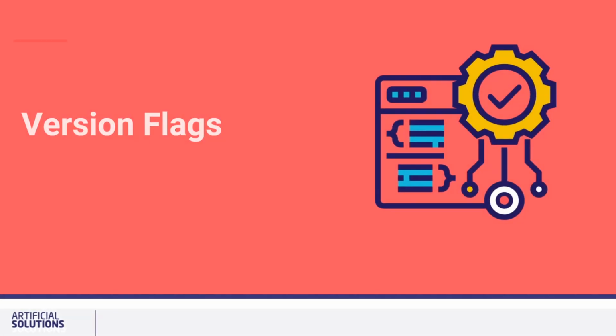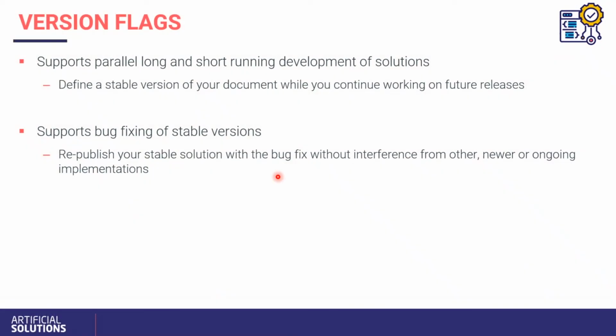Okay, so version flags, a new and very interesting feature that has also been added to support the development process of your projects. With the version flags now, you will be able to have your documents, and when I say documents, I mean flows, language objects, variables, all of that, in two different versions. Okay, so you can now have what is called a stable version and a latest version.